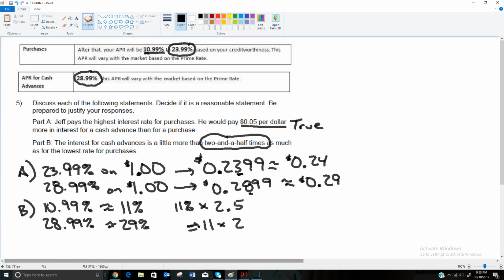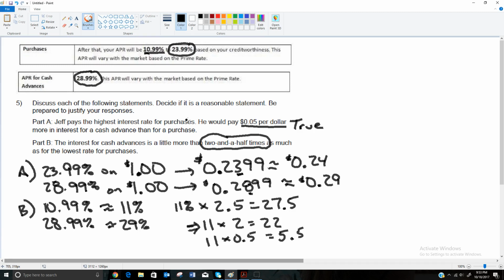Let me just put an arrow here instead of an equals. So 11 times 2 would be 22. 11 times half, or 0.5, would be 5.5. So if we put those together, 11% times 2.5 would be 27.5 if I add these together.